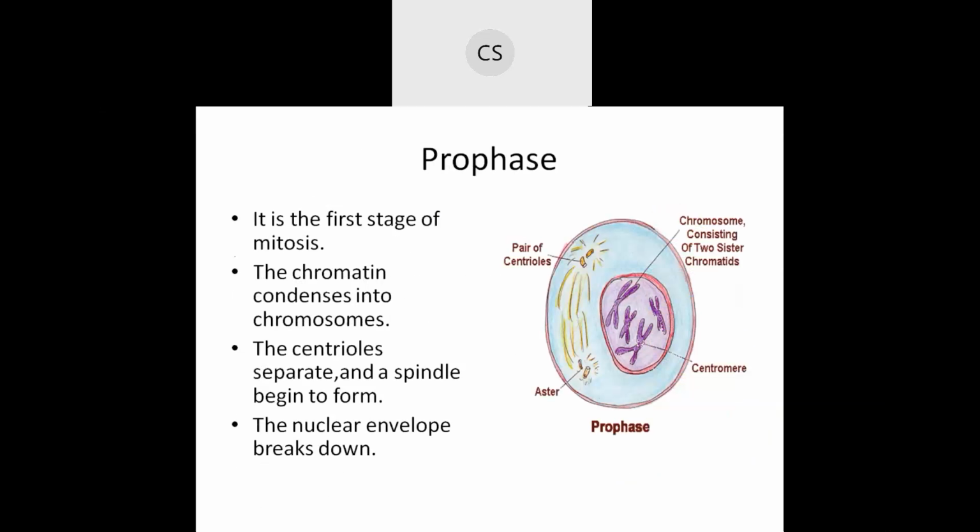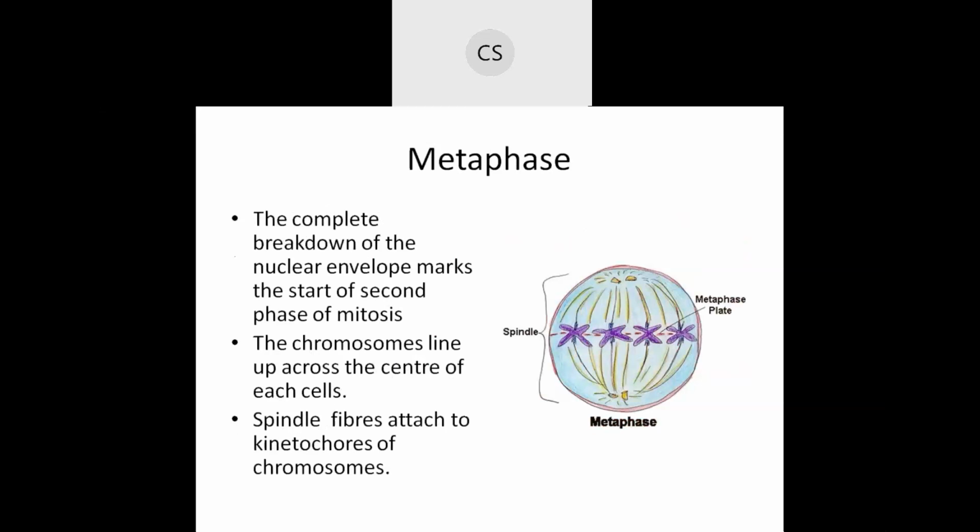Prophase is the first stage of mitosis. In prophase, the chromatin condenses into chromosomes, the centrioles separate, spindles begin to form, and the nuclear envelope breaks down. After prophase, next is metaphase. It is the second stage of mitosis. In metaphase, the chromosomes line up across the center of each cell, and spindle fibers attach to the kinetochores of chromosomes.